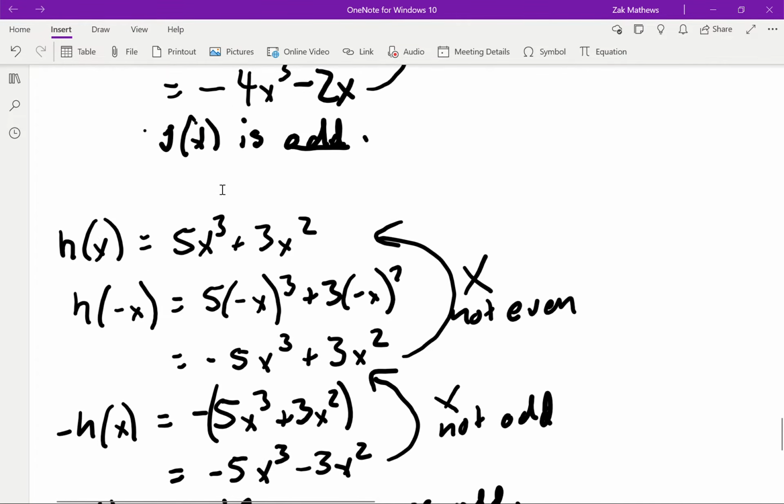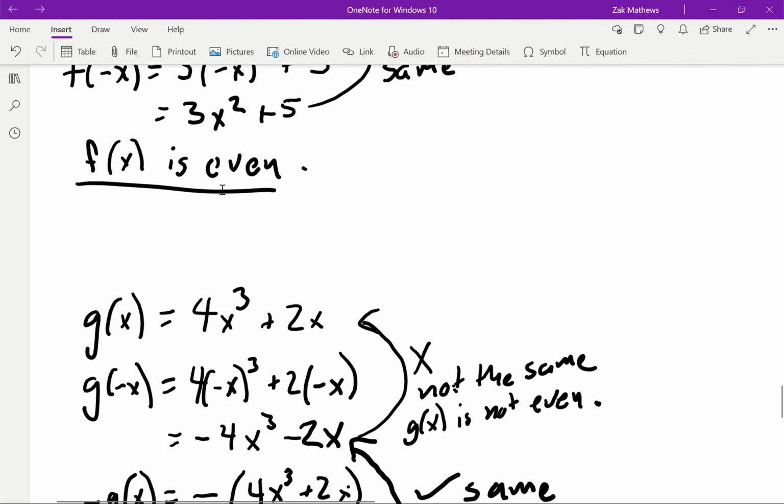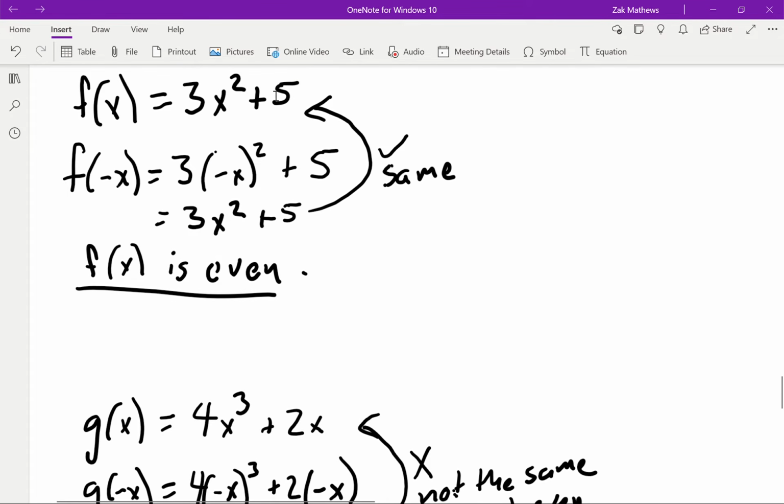I also do want to just point out too that notice back here this constant component, constants always behave as an even exponent. It doesn't matter what the number is. The constant will never change in sign, so that's always going to behave as an even.